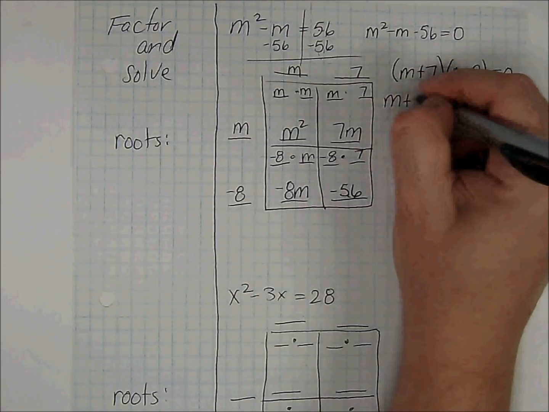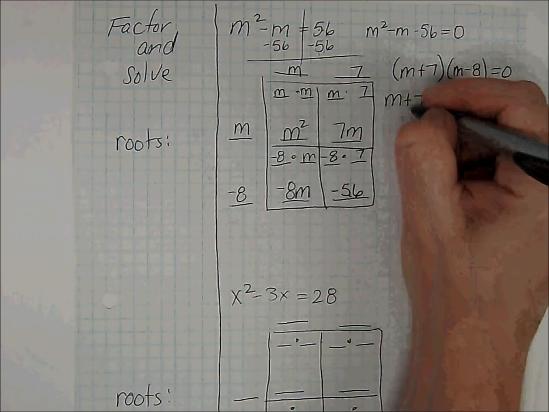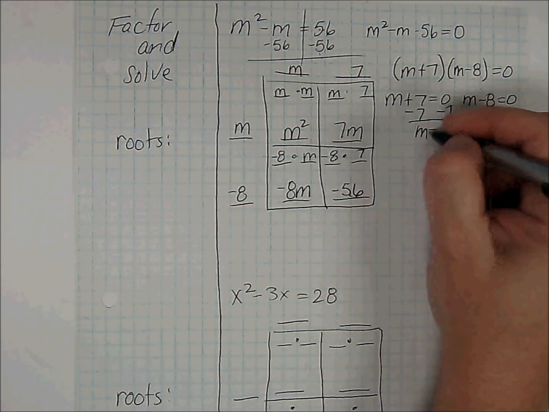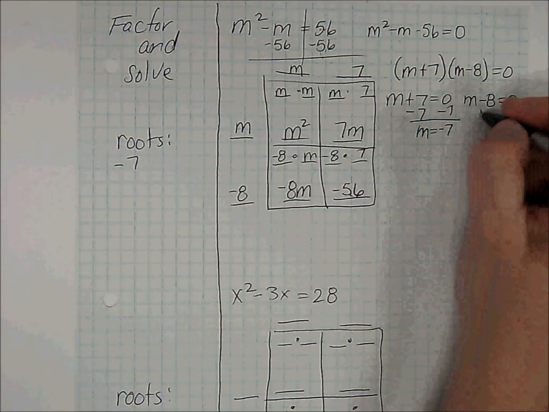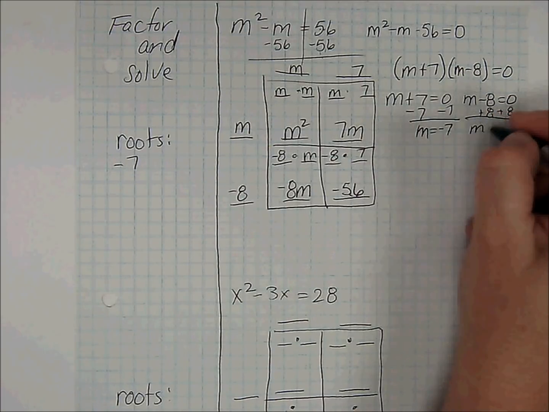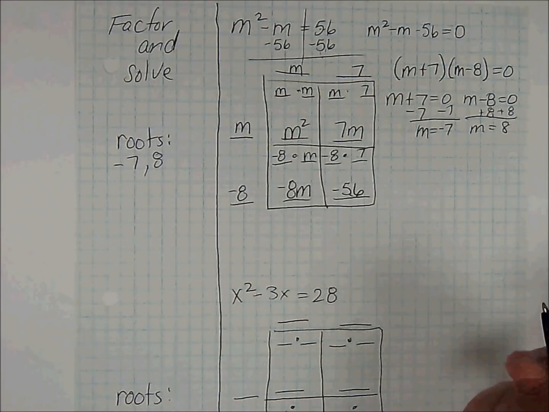Split them up. Now, I know you need to be really, really careful about just thinking, oh, I know the answer. Subtract it from both sides, add it to both sides, and make sure you're right. So root number 1 is negative 7. Add the 8 to both sides, m equals 8. And my roots are negative 7 and positive 8.